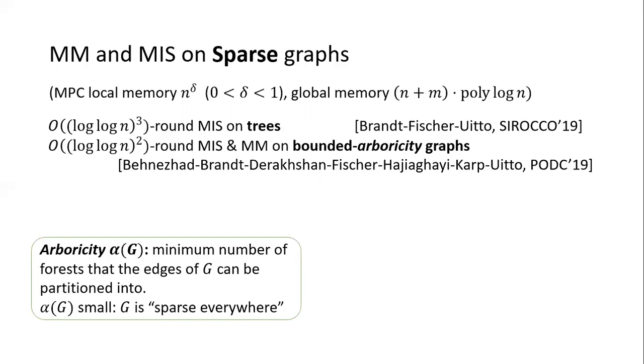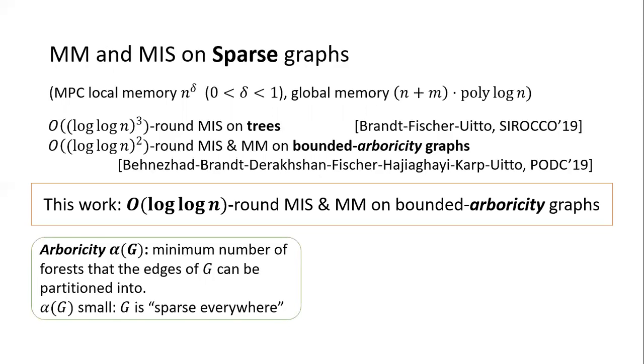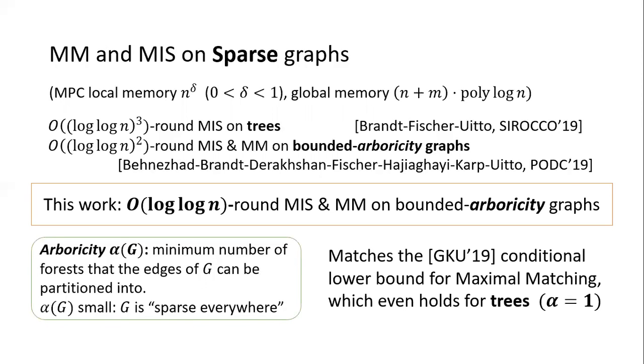Okay, so in this work, we improve the previous results and obtain a log log n round algorithm for MIS and maximal matching on bounded arboricity graphs. We remark that this algorithm matches the conditional lower bound for maximal matching, which even holds for trees.